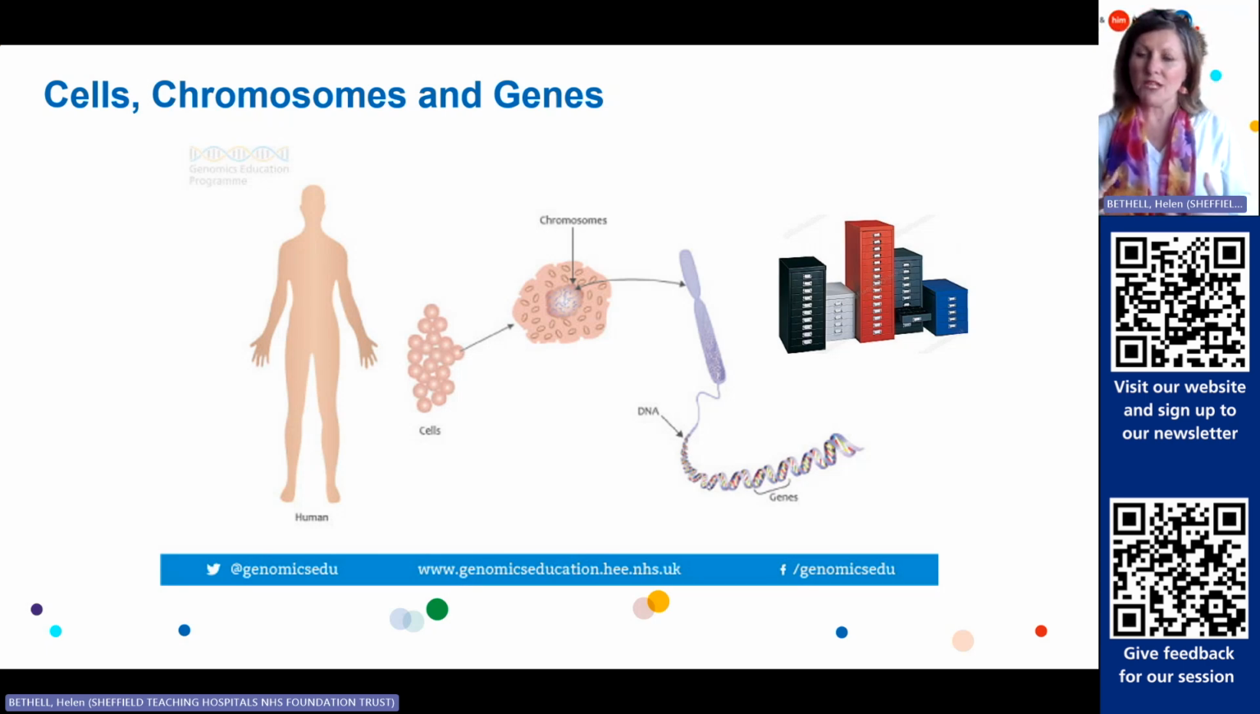The DNA is what encodes for all of the instructions that tell our bodies how to grow and develop, and each instruction is called a gene and is stored in chromosomes. So you can see on the slide that we've got a human body.